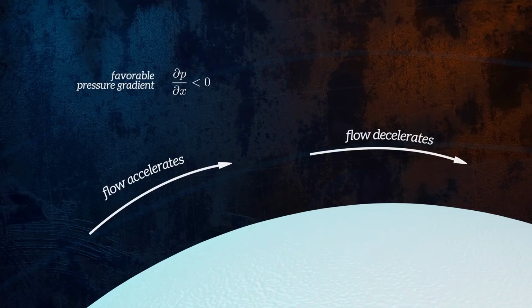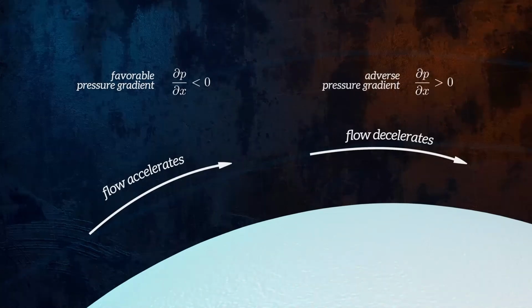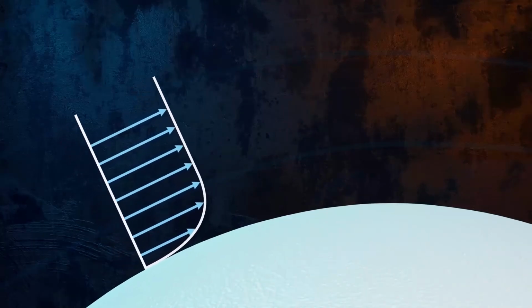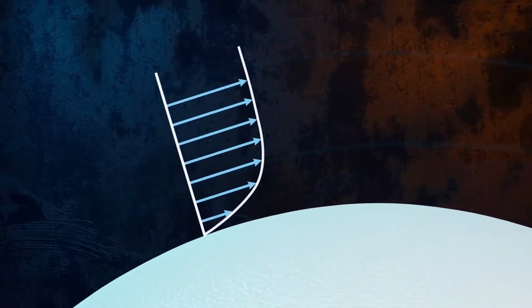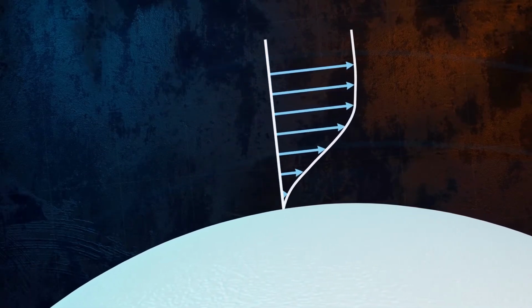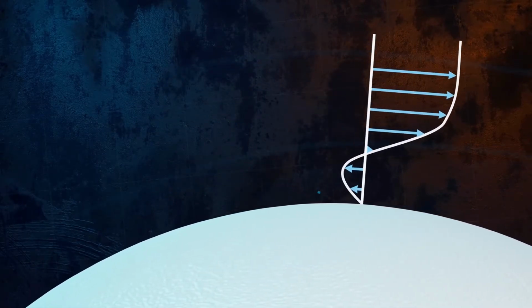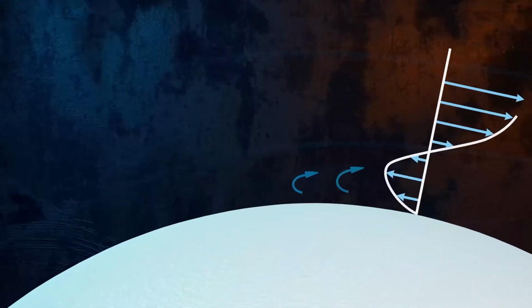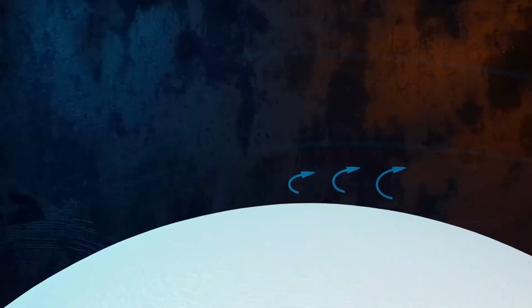This increase in pressure is called the adverse pressure gradient, and it has a significant effect on the flow close to the wall. If the pressure increase is large enough, the flow will reverse direction, and since it cannot travel backwards because of the oncoming fluid, it detaches from the surface, resulting in flow separation.